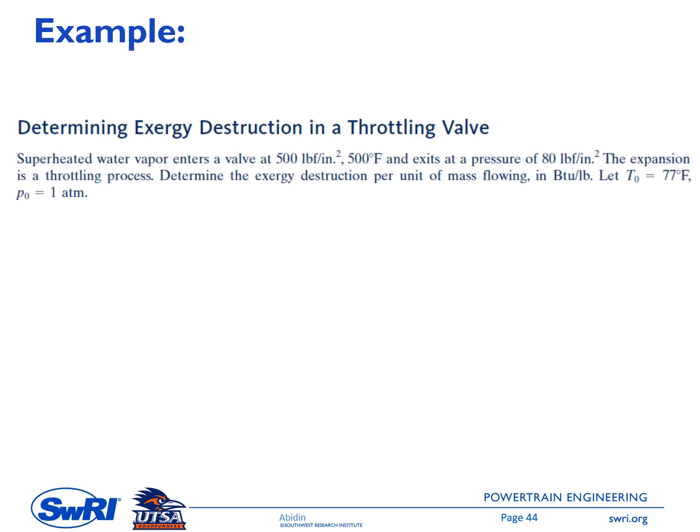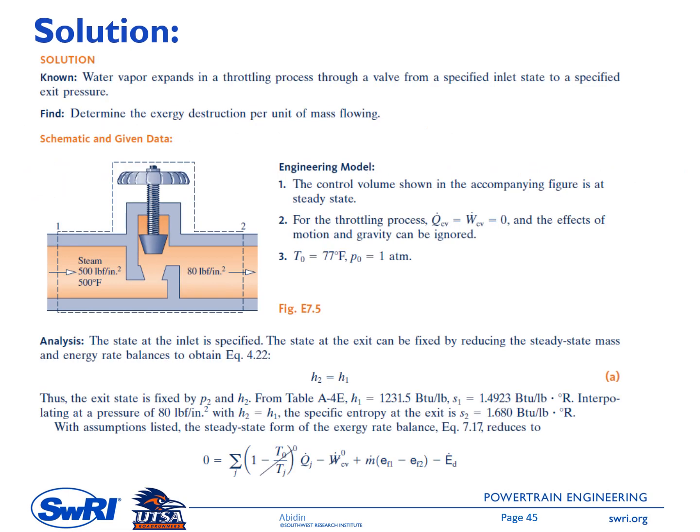Let's take a look at the example. Let's take a look at the solution of this example. Okay, so what is known here: water vapor expands in a throttling process through a valve from a specific inlet state to a specific exit pressure. And the question is to determine the exergy destruction per unit of mass flowing. And this one is the schematic, so it flows from left to right.